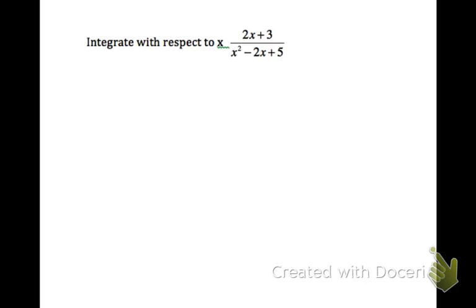Okay, so the first question, integrate with respect to x this function. Now, you look at that function and you see a quadratic on the bottom. And you also see that it's an x squared, and then on the numerator, we see a 2x. So I wish that the numerator was in fact the derivative of the denominator. We might be able to actually rewrite it like this. If I rewrote it like this, now my numerator is the derivative of my denominator.